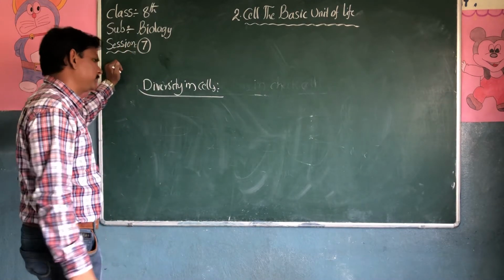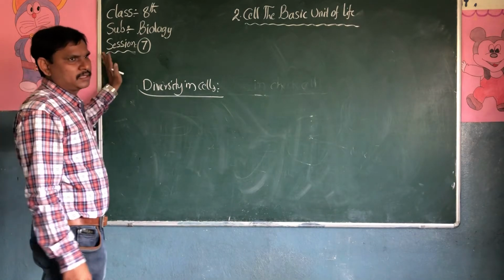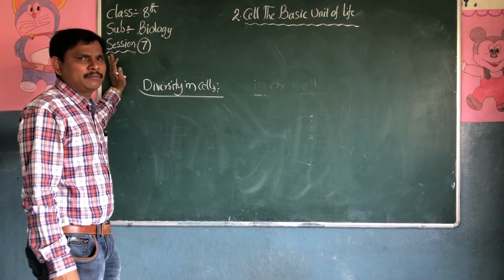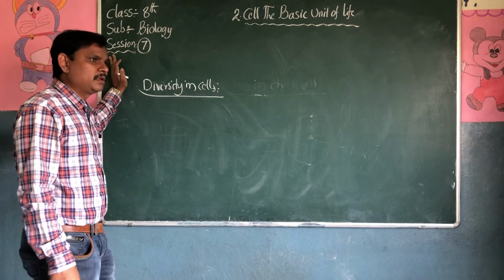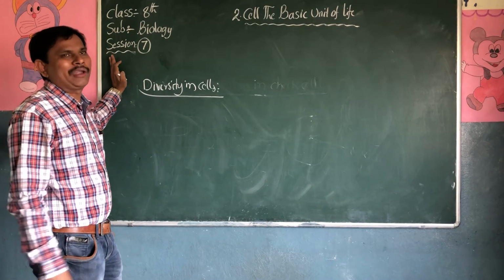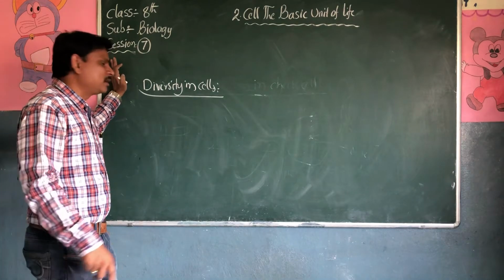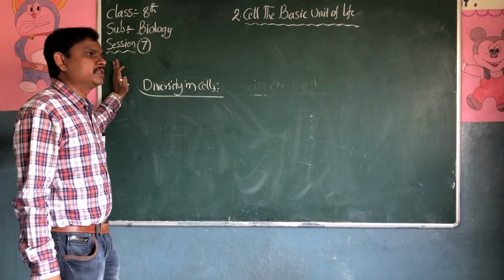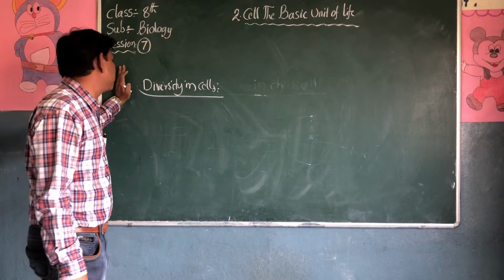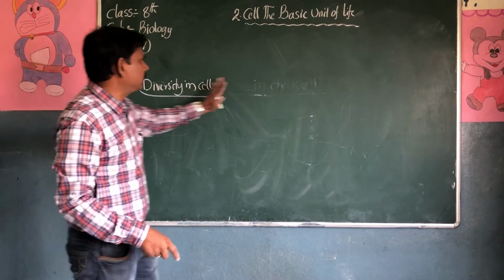Amoeba is a single cell. But multicellular organisms have more than one cell, like plants and animals. They have systems in their body: the transport system, excretory system, respiratory system. They have different systems in their body. They are given as diverse cells.